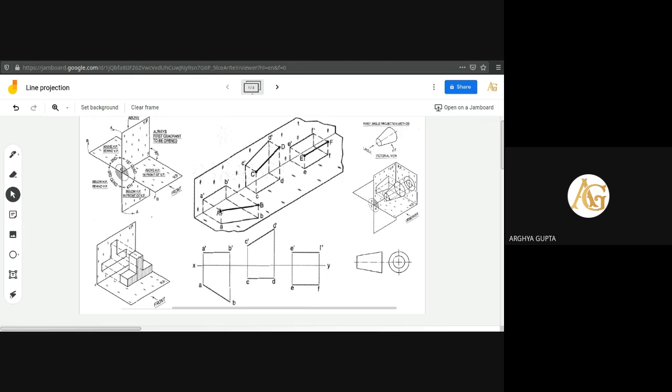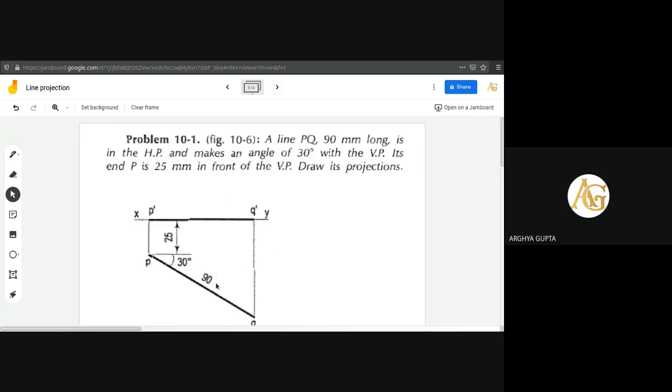It can easily be understood that as it is on the HP, the true length is obtained on the HP only. So at the top view, here the true length of the line will be obtained. So we need to draw the XY line first. Then as it is said that P is 20 mm in front of VP, we have to take the P point 20 mm, 25 mm away from the XY line.